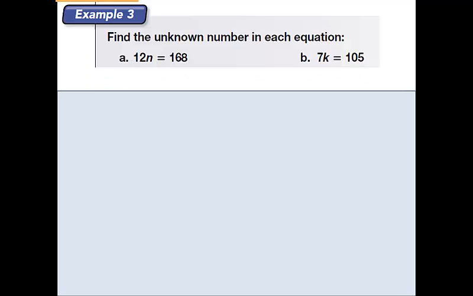12n equals 168 and 7k equals 105. Remember, you're going to use the opposite operation to solve these. So we know that a 12 right next to a variable, like an n in this case here, means times. So what is the opposite of times? It's division. So to solve both of these equations, you're going to use division. See if you can do it, and then we'll do it together.